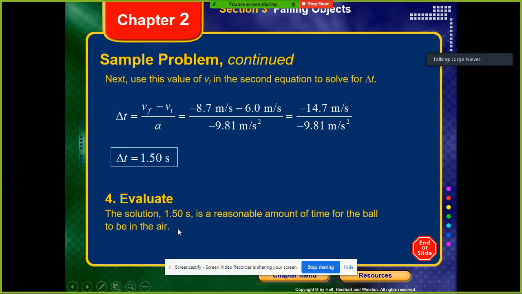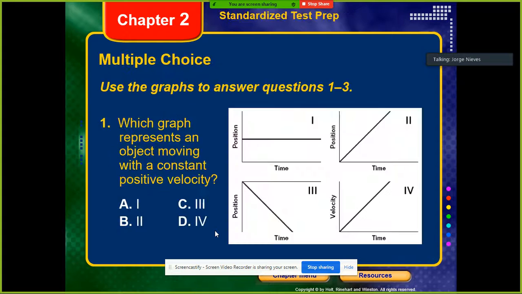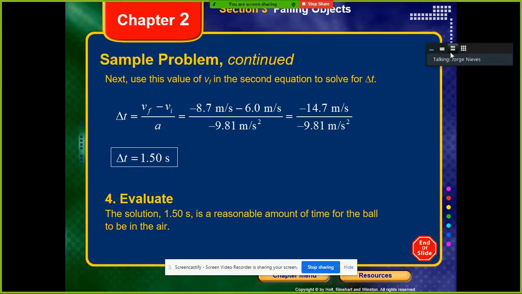So the solution is 1.50 seconds. That's a reasonable amount of time for the ball to be in the air. Si usted le da una respuesta bien extraña, por ejemplo, si nos hubiera dado 15 segundos, pues eso no sería razonable. Tiene que ser un tiempo bastante razonable, depende de lo que estemos trabajando. Esto es un voleibol, pues no va a ser un tiempo exagerado. ¿Dudas, preguntas? Ok, so ahora voy a dejar de compartir para hacer otro ejercicio.